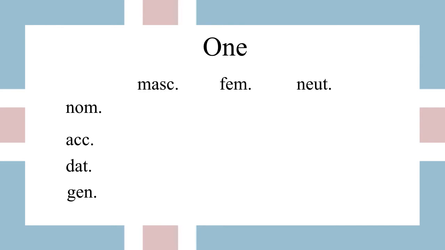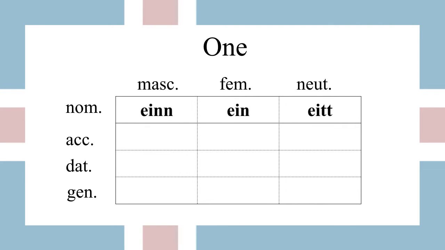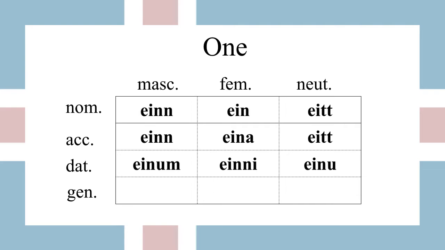Let's start by looking at the number 1 and all its different forms. In a lot of ways, these numbers act like adjectives, and they have different forms depending on the gender and the case. So here we have our chart, and if we look at the different forms of 1 in nominative, we have a masculine, feminine, and neuter form. So the masculine form is eitt, the feminine form is ein, and the neuter form is eitt. Our accusative forms look like einn, eina, and eitt. The dative forms are einum, einni, and einu, and the genitive forms are eins, einnar, and eins.